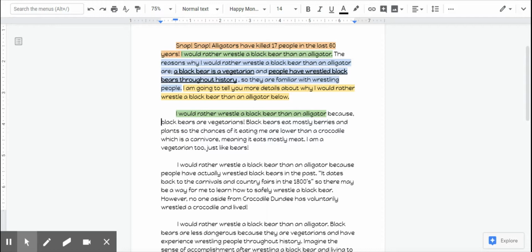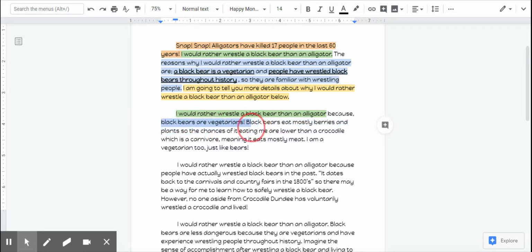So I'm restating my claim. Again, I'm saying, okay, I'd rather wrestle a black bear than an alligator, and here is why. Because black bears are vegetarians. Black bears eat mostly berries and plants. So chances of it eating meat are lower than a crocodile, which is a carnivore, meaning it eats meat. So this right here, black bears are vegetarians.